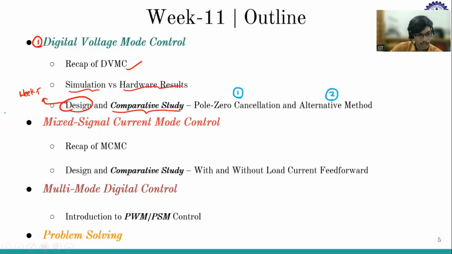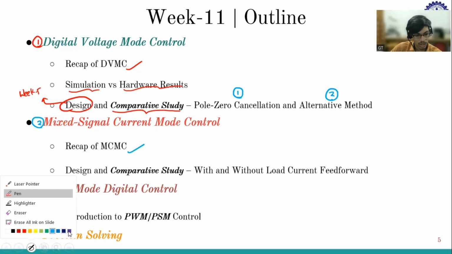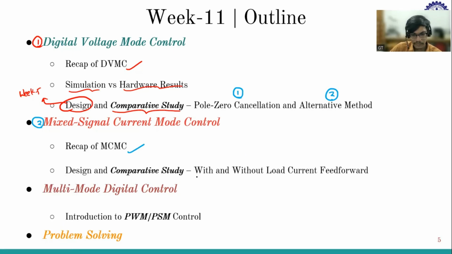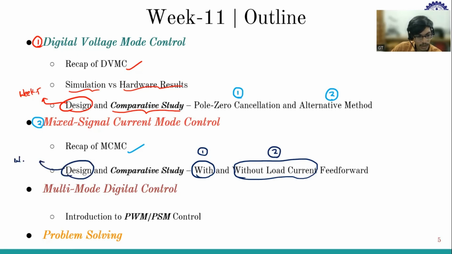The second part is the mixed signal current mode control. Again, we'll do a quick recap of mixed signal current mode control. If you remember, in mixed signal current mode control also, there are two different design case studies that we considered in week 5. One is with load current feed forward and one is without load current feed forward. Again, we'll quickly summarize these design aspects, which were discussed in week 5. And then we'll do a comparative study of these two and see what difference load current feed forward makes on the performance of the hardware and on other aspects like overshoot, undershoot, and settling time.